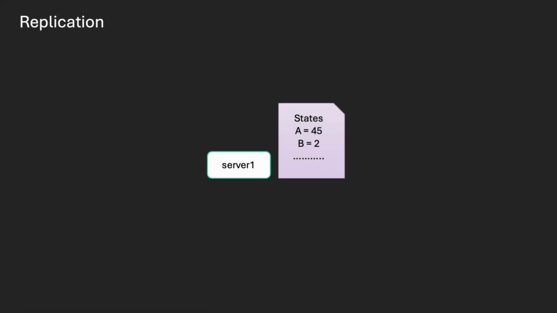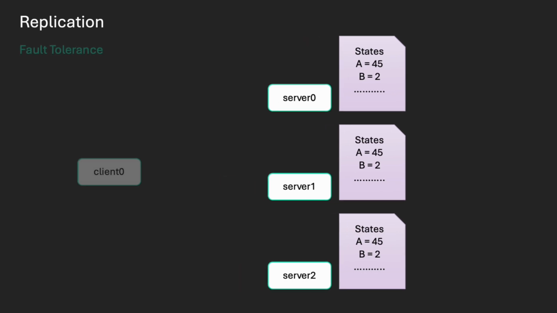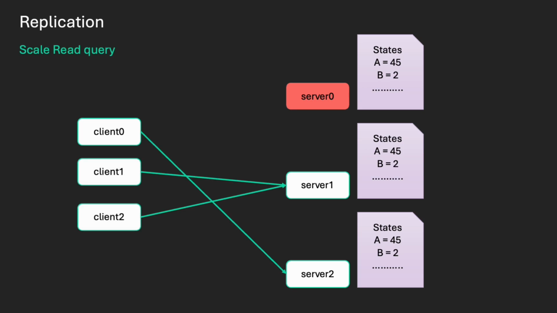Replication is the process of creating and maintaining multiple copies of the same data. It primarily helps with fault tolerance. If one server fails, replicas can still serve traffic, ensuring data availability. Replication also improves read scalability, as multiple replicas can handle read requests concurrently.